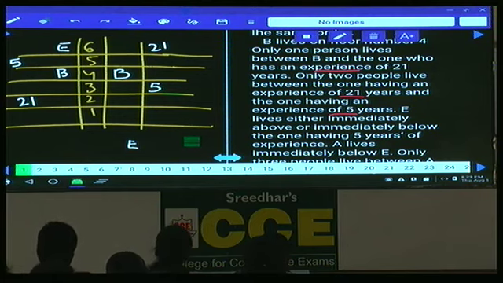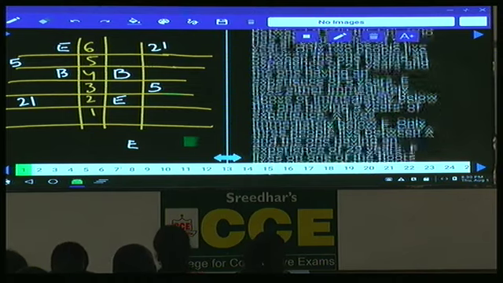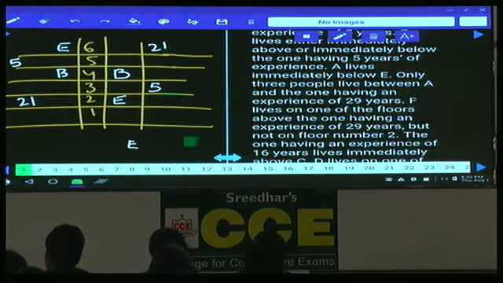Now in the second case, E must be on the top floor, but as in the second case and in the first case also, E must be here only. Either immediately above or immediately below this one, isn't it? Then E lives either immediately above or immediately below the one who is having 5 years of experience. A lives immediately below E.